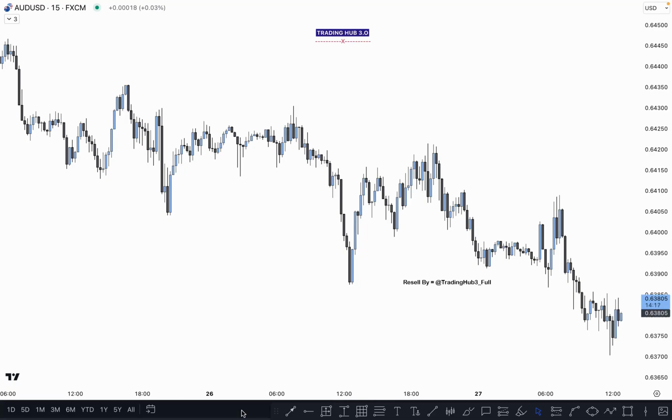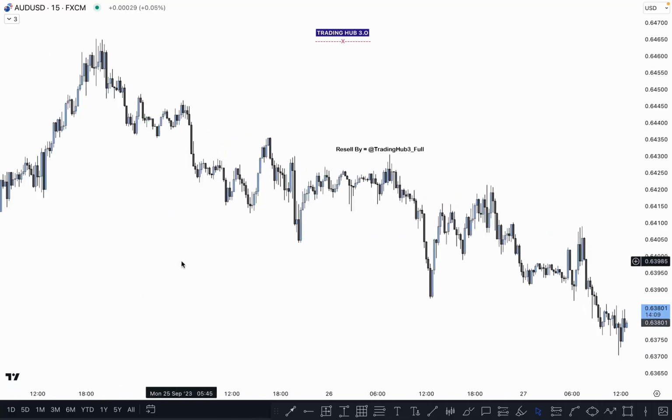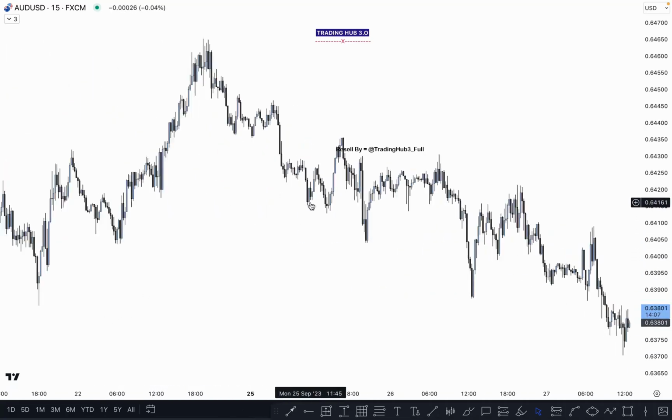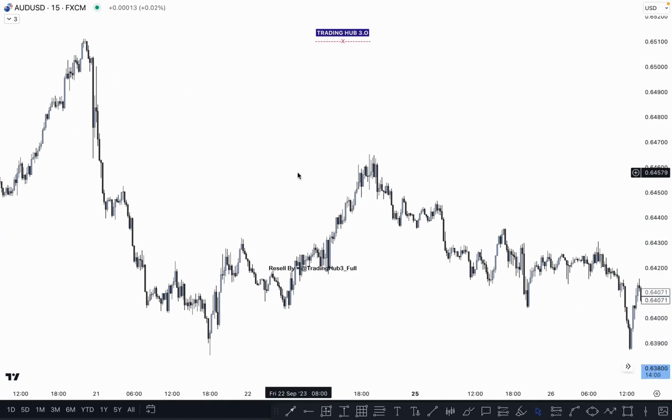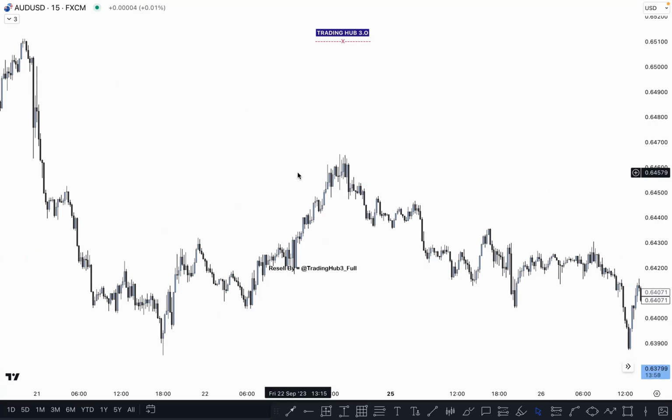First of all, you have to mark your structure in a higher time frame. I'm using 15 minute as the higher time frame. You can use 15 minute as higher time frame and 1 minute for entry, or 1 hour as higher time frame and 5 minutes for entry. If you are using 4 hour as higher time frame, then you can use 15 minute as entry time frame. Okay, here I'm using 15 minute as the higher time frame.